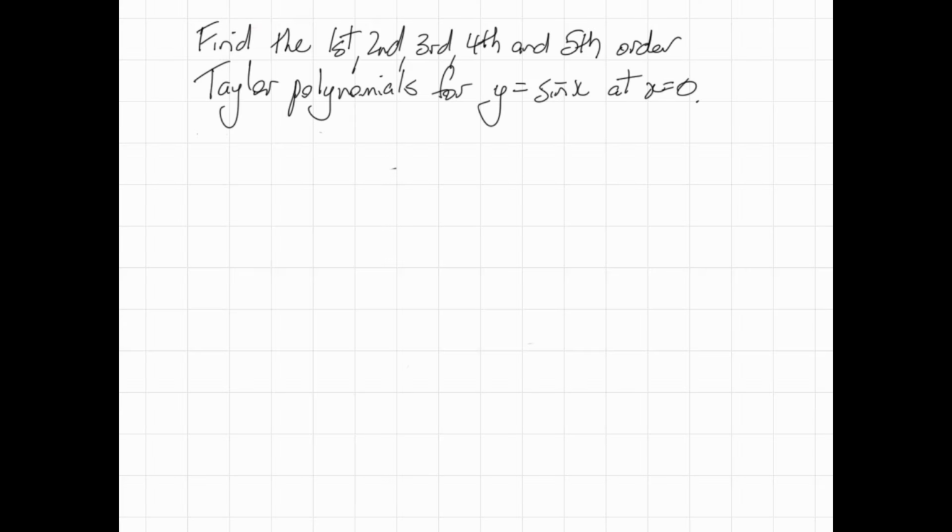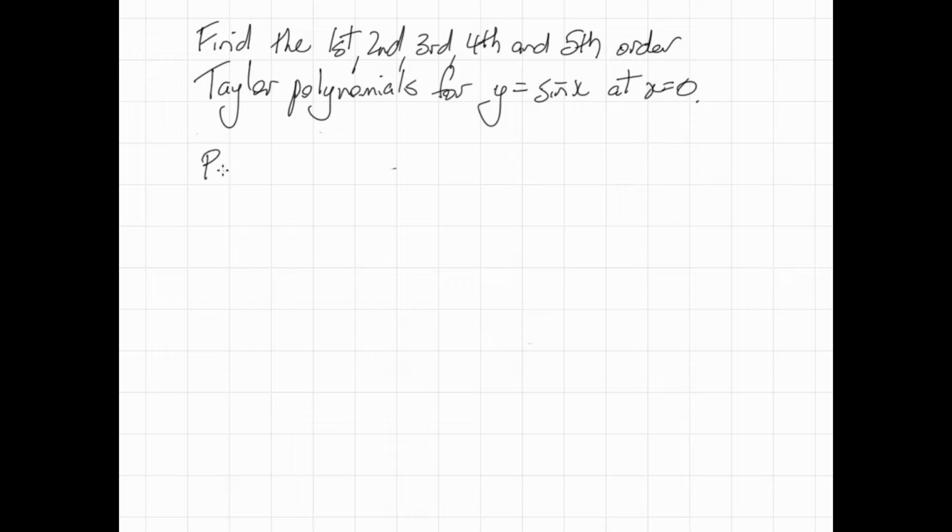So we've done the theory for Taylor's polynomials, and now we've got to put that into action. We've got to find the first 5 polynomials for the function y equals sine x at x equals 0. So what have we got?